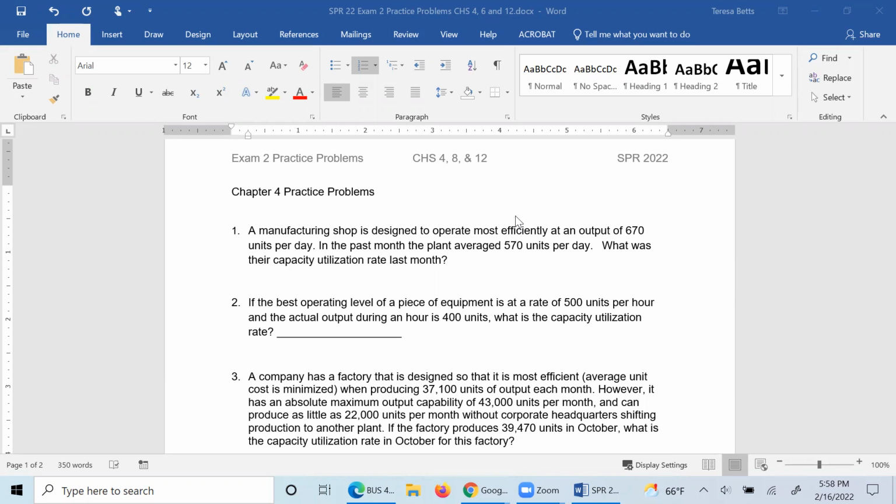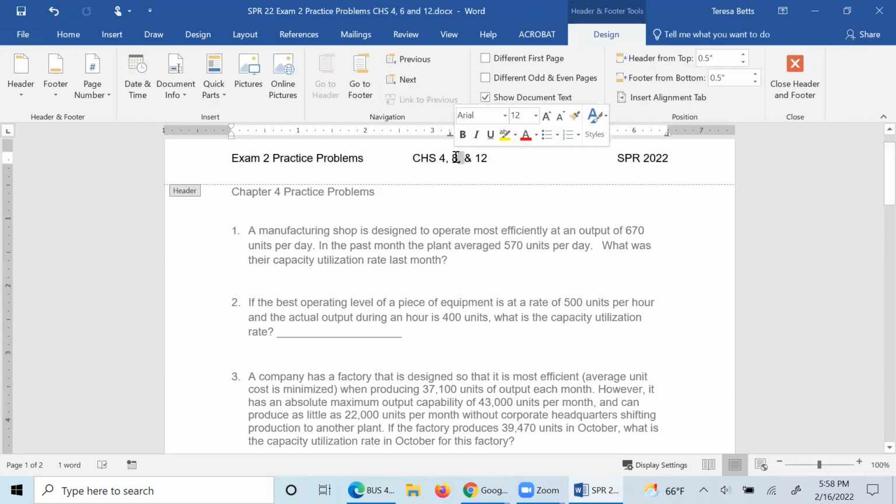Exam 2 will cover chapter 4, which is on capacity planning, chapter 6, which is on manufacturing processes, and chapter 12, which is on lean manufacturing and continuous improvement. There are no problems for chapter 12, excuse me, and it looks like this needs to be updated to say chapter 6. So we'll get that updated.